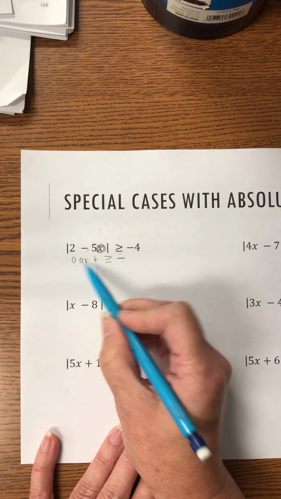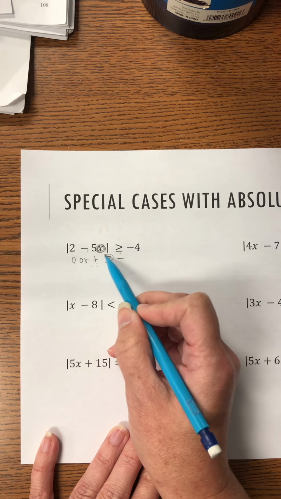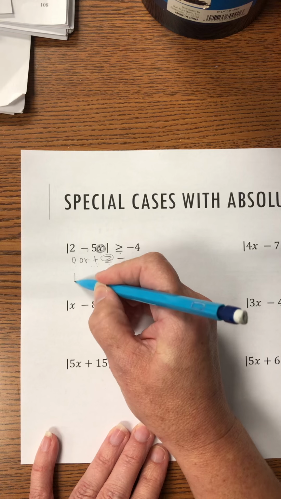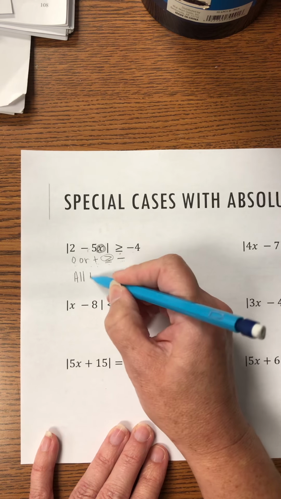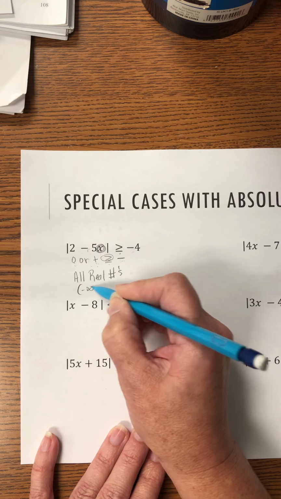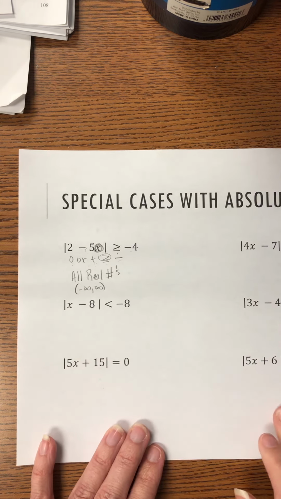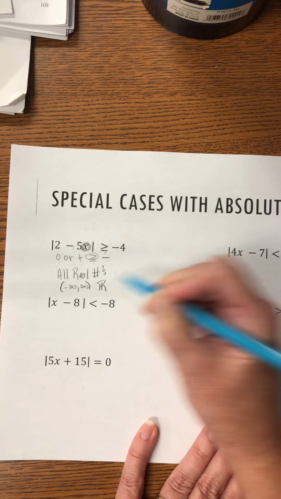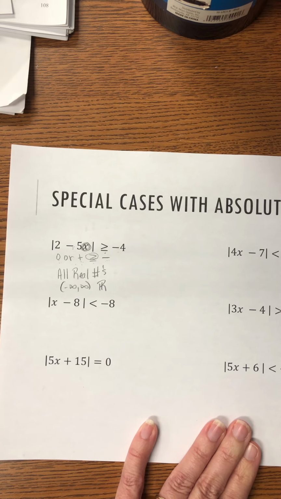So because the 0 and the positive both read true for our greater than, they're both greater than a negative, the solution to this inequality is all real numbers, which we know to be negative infinity to positive infinity. And also, that's our symbol for all real numbers as well.